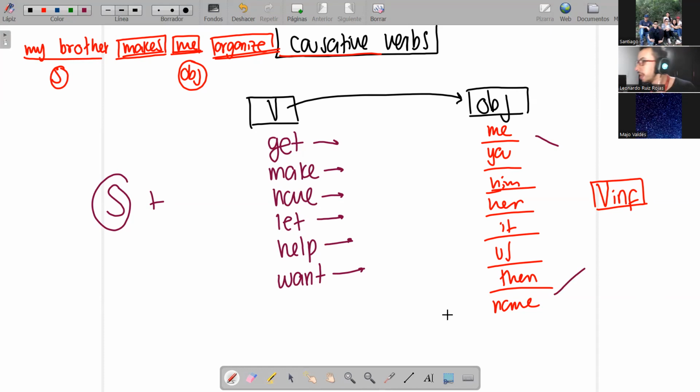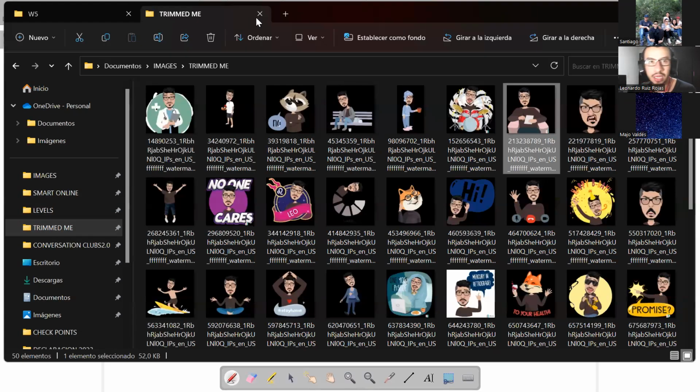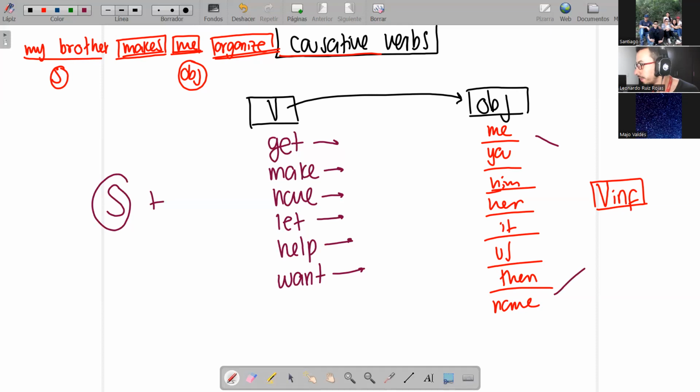Ready? Very quickly, we're going to read a story, but give me one second. I'm going to open it. Wait a second. I need to open the story. Wait.